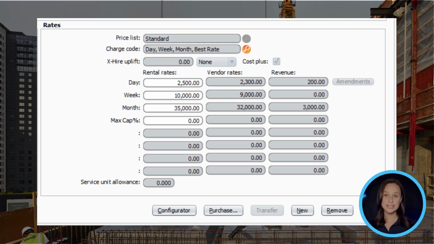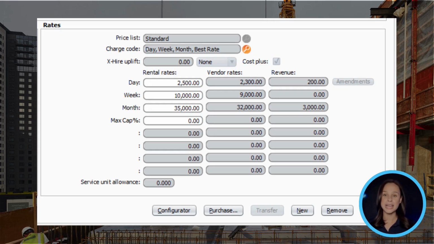Next to those rental rates, the system also displays the vendor rates. These are the negotiated costs agreed upon with the vendor. In this example, the vendor rate is $2,300 per day, $9,000 per week, and $32,000 per month.